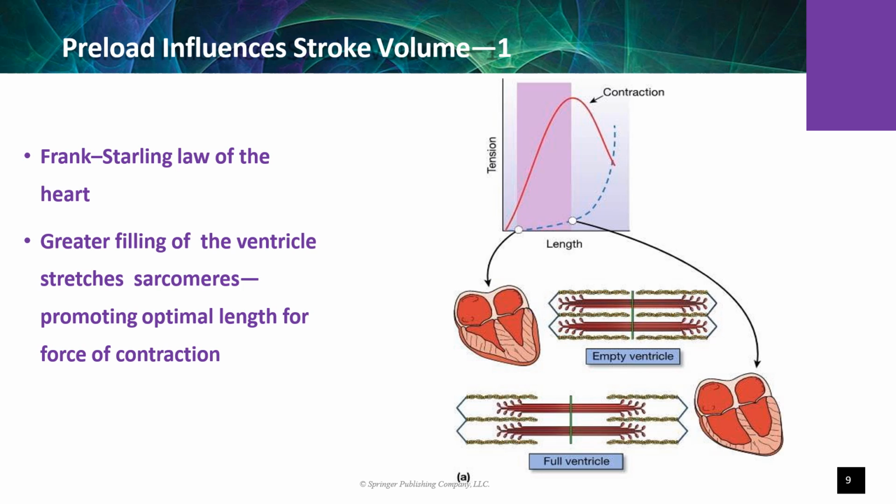This is hypothesized to result from a better lineup, for lack of a better word, of actin and myosin filaments as the heart muscle is stretched. The Frank-Starling law of the heart, or the Frank-Starling relationship, is the greater the ventricle filling, the preload, within normal limits, the closer muscle contraction strength is to its maximal potential.